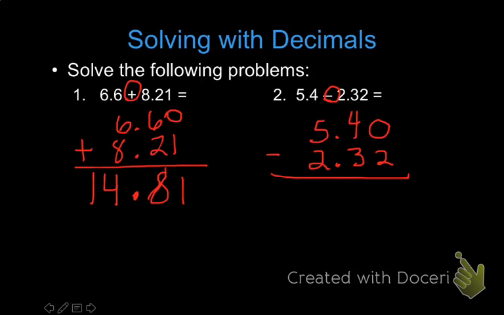When I first start, I see 0 minus 2. However, I cannot do that without borrowing. So I'm first going to borrow. 10 minus 2 is 8. 3 minus 3 is 0. 5 minus 2 is 3. And the decimal comes straight down in my answer. Whoops, I apologize for that. 3.08 or 3 and 8/100 is my answer for number 2.